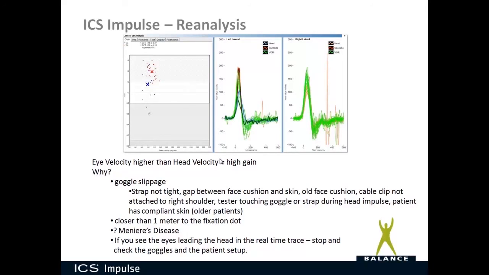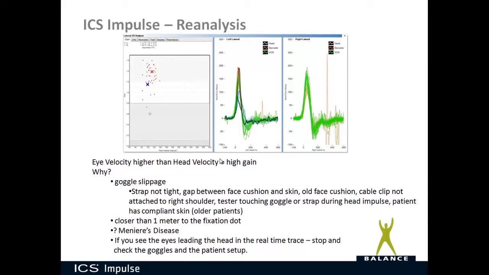First thing is, if you see the eyes leading the head in the real-time trace, stop and check the goggles and the patient's setup. Make sure that you're not doing any of those listed that could cause goggle slippage, and that the patient is appropriately seated away from the fixation dot. And then if you think all of that's done, continue your test, and then you analyze your data as it is. But you've ruled out any kind of user error.